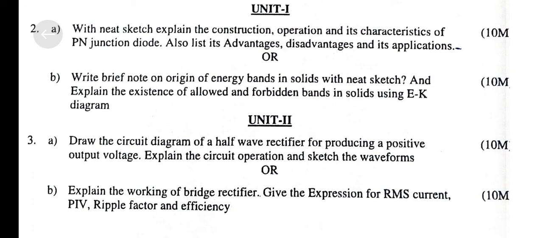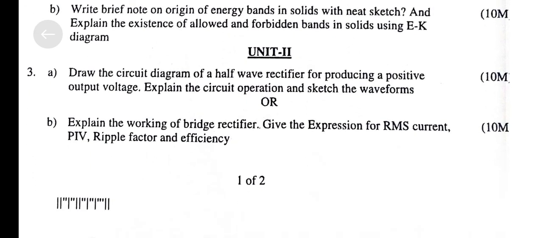Third law A, draw the circuit diagram of half wave rectifier for producing a positive output voltage. Explain the circuit operation and sketch the waveforms. B, explain the working of bridge rectifier, give the expressions for RMS current, PIV, ripple factor and efficiency.